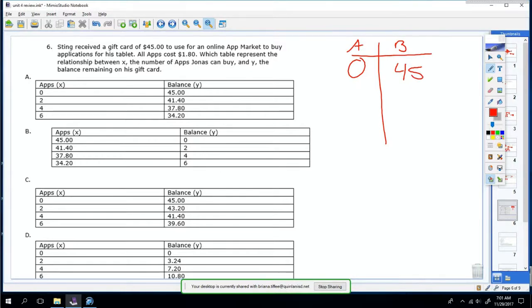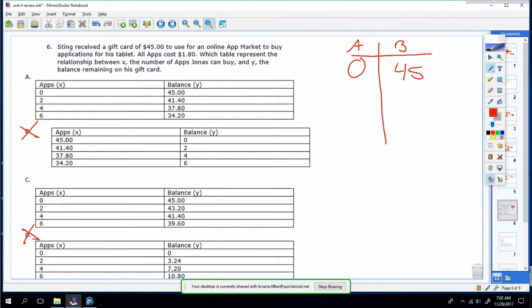That's good. Apps, he bought 45 apps. No, this should be $45. That's wrong. So that one says 0, 45. Good. And then this one says 0, 0. Nope, that's not good, because you shouldn't have $0. Okay, so now, where would A and C be?